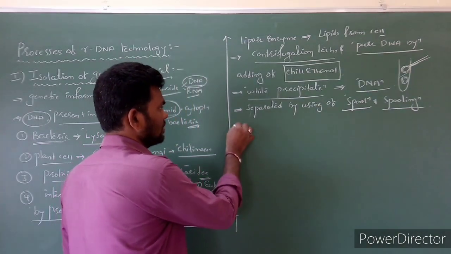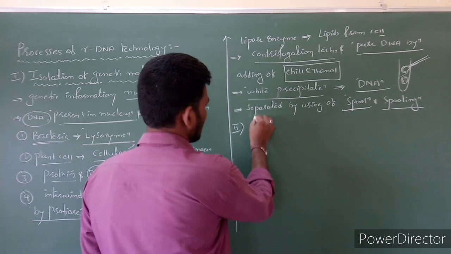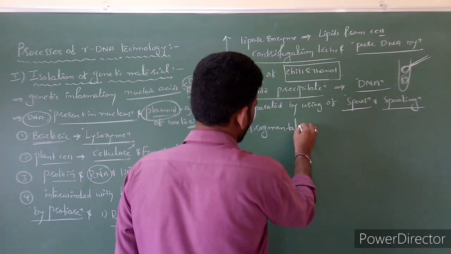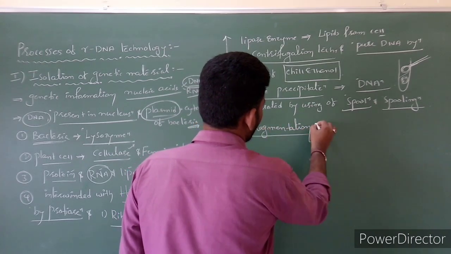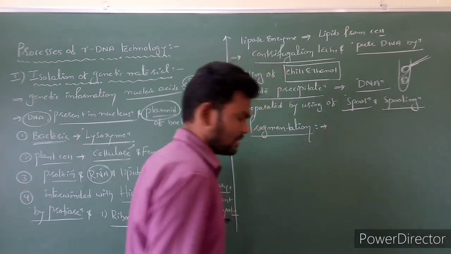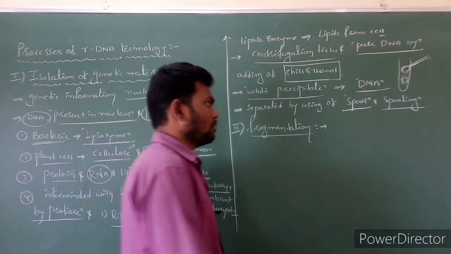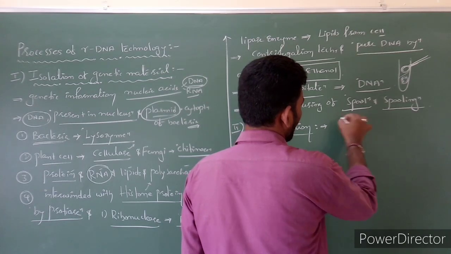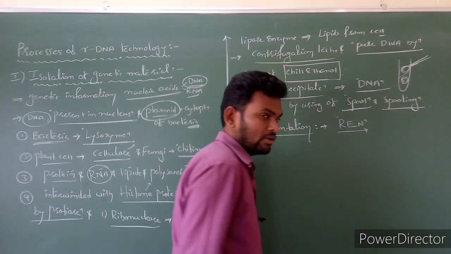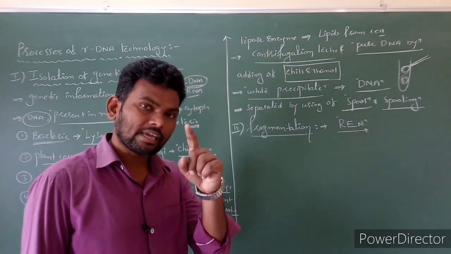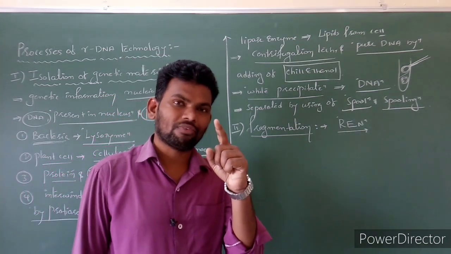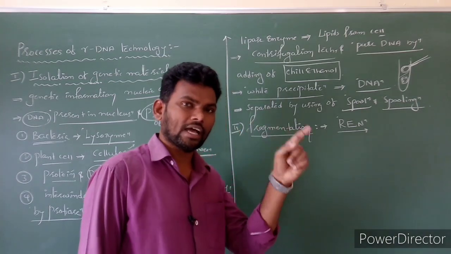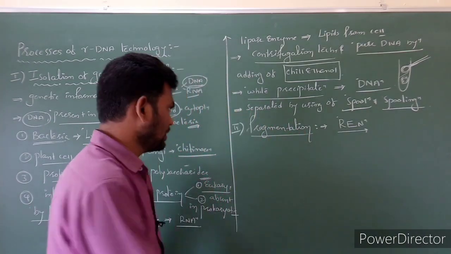Next step is what? Fragmentation. Fragmentation, you know already, is done with the help of restriction endonuclease enzyme. Here the most important point we have to keep in mind is that the same enzyme you have to use for cutting the desired gene or DNA, as well as for cutting the plasmid.